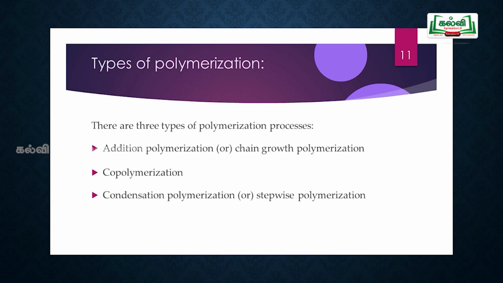Unsaturated monomers keep on adding together to form a polymer chain, a big molecule. This is called addition polymerization. What about copolymerization? What's the difference between addition and copolymerization? In addition polymerization, the same kind of monomer is added to another. In copolymerization, two different monomers add together.